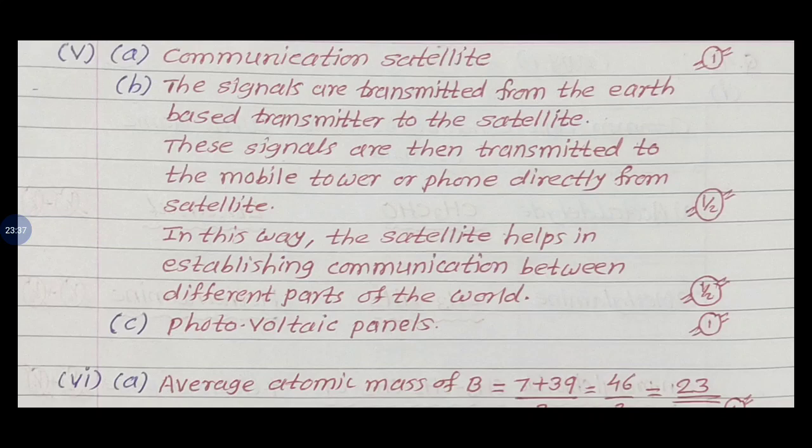And the C answer is: photovoltaic panels are attached on both sides of the satellite. So they are working on solar energy. 1 mark. Clear, all of you?